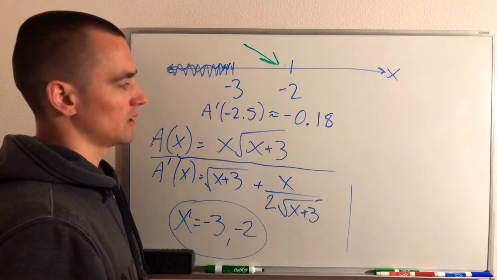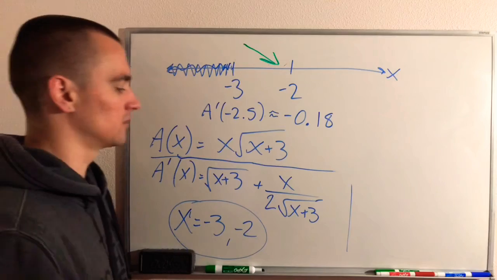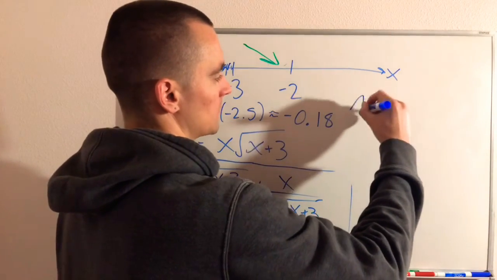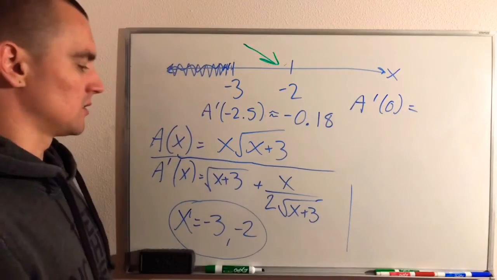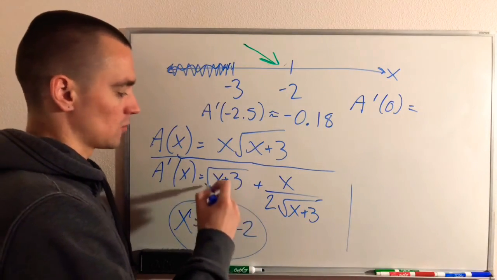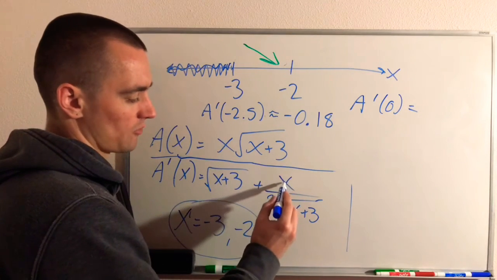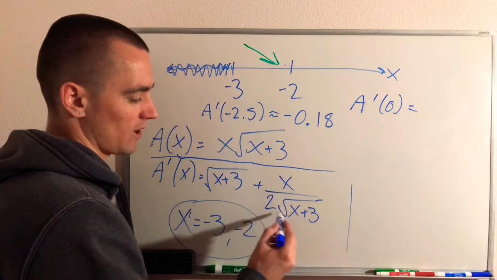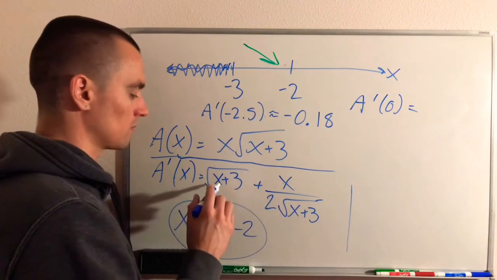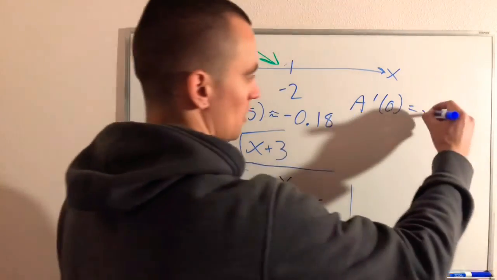And then similarly, let's plug in some number to the right of -2, or greater than -2. Let's just plug in x equals 0 into f prime. So f prime of 0. Doing that is a little bit easier because right here we're going to get 0 plus 3, square root of 3. And then over here, if we plug 0 in for x, we're going to get 0 divided by 2 root 3. So 0 divided by 2 root 3 is just 0. So this is just the square root of 3, which is a positive number.